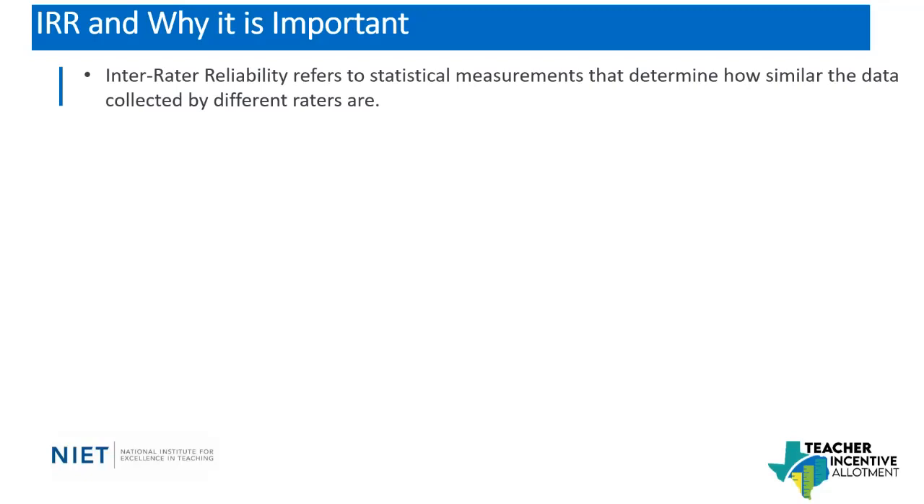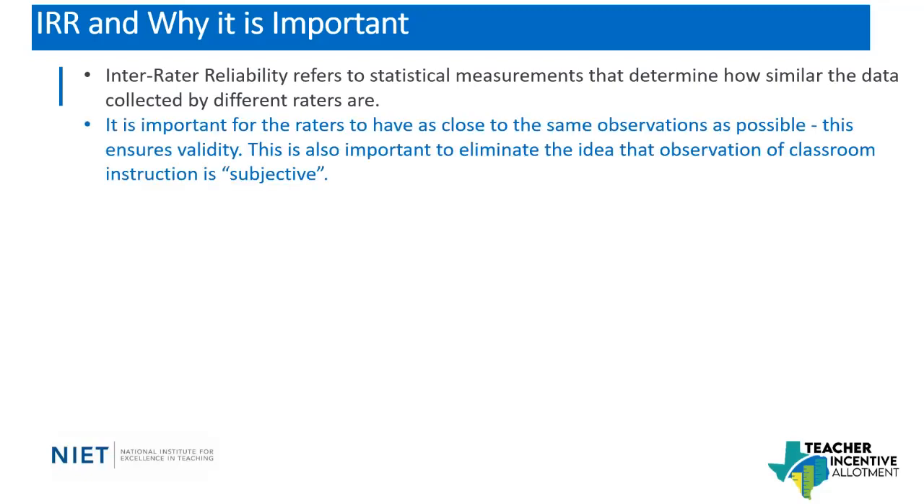Inter-rater reliability refers to the statistical measurements that determine how similar the data collected by different raters are. It is important for raters to have as close to the same observations as possible. This ensures validity. This is also important to eliminate the idea that observation of classroom instruction is subjective.